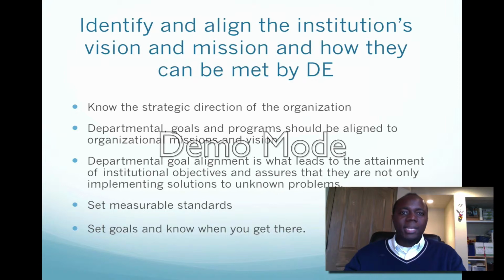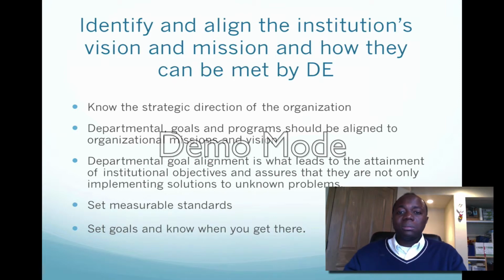So the first one is identify and align the institution's vision and mission and how they can be met by distance education. So it's very critical that you know the strategic direction of your organization. If you don't know where your organization is headed, it's very hard for you to design an effective distance education program. Also, departmental goals, like mentioned earlier on, and programs should be aligned to your organization's mission and vision. Misalignment, bad results. So make sure those are well aligned.